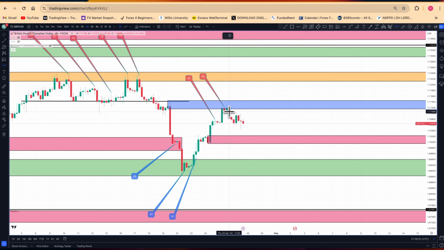So I expect this move to do something like this, then one more leg to the upside before we see the bigger drop to the downside. It's possible for this market to start dropping from here, but this new demand zone here is giving me concern.